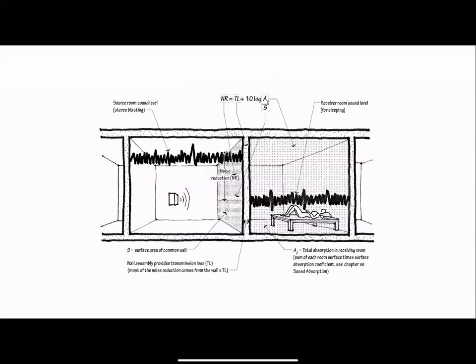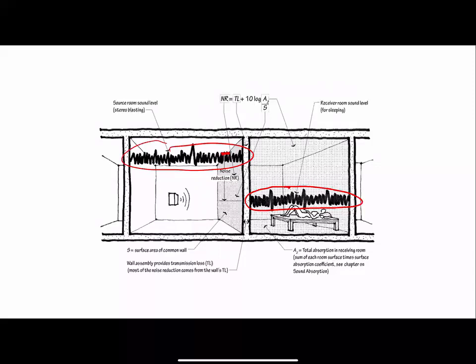Now, what we're saying is, we have a source room, and maybe there's some bumping music going on, or some kind of equipment that's grinding away, and there's a certain level of noise in the source room, and then there's less noise in the receiving room. Now, most of what's called the noise reduction between the source room up here, and incidentally, all of these illustrations are from my book, it's called Architectural Acoustics Illustrated. It's kind of like a Ching book, but for acoustics.